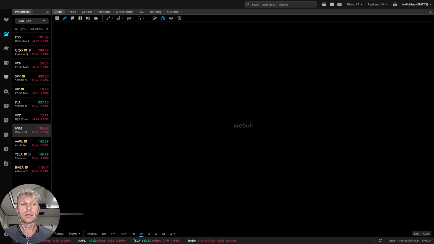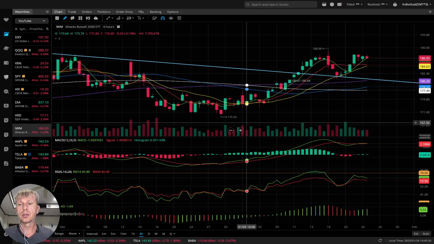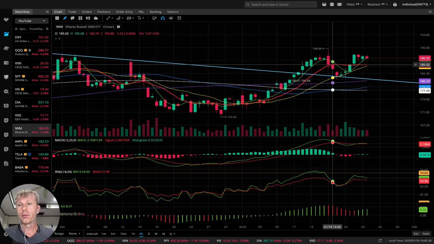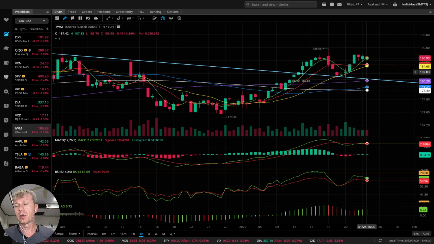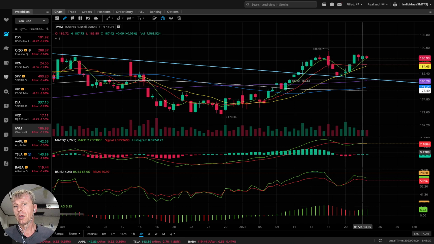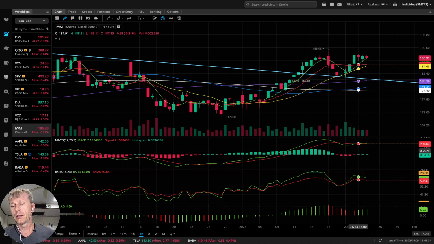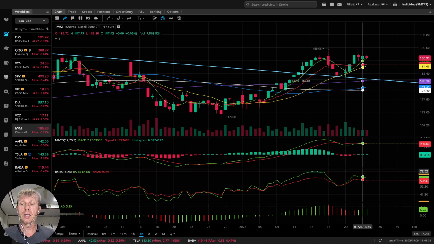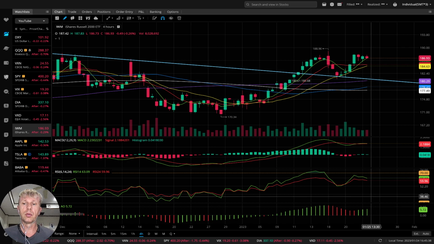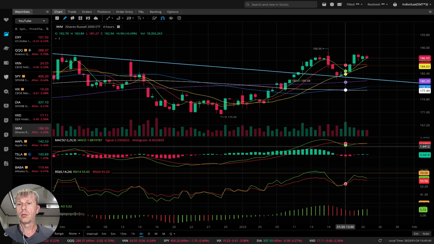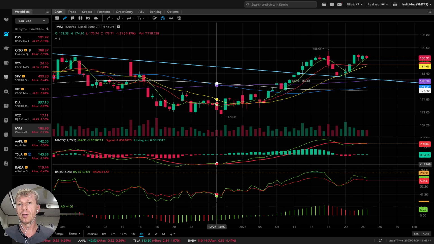On 4 hours and daily, still bullish on 4 hours. On 4 hours, it's bullish on the moving averages. MACD flat, RSI flat, also oscillator, kind of bullish trend. Bullish trend with bearish divergences. On 4 hours, bearish divergences, right?